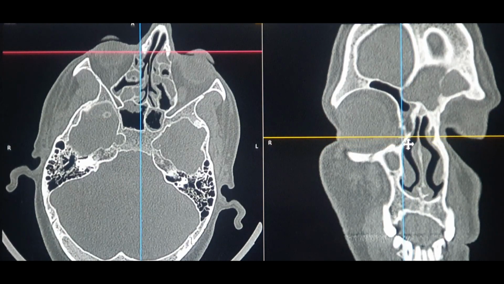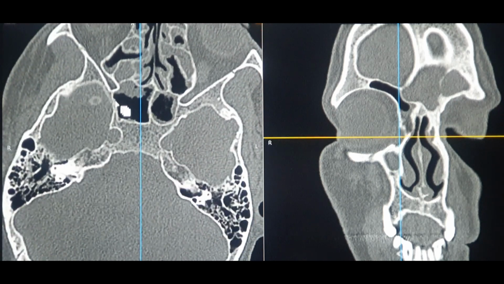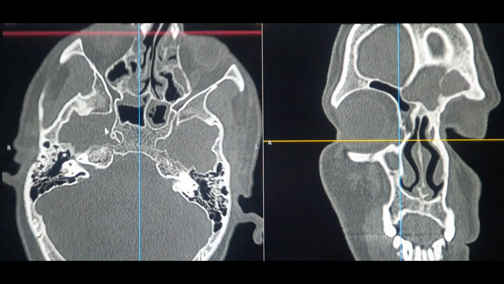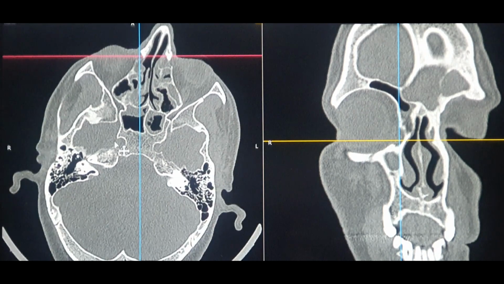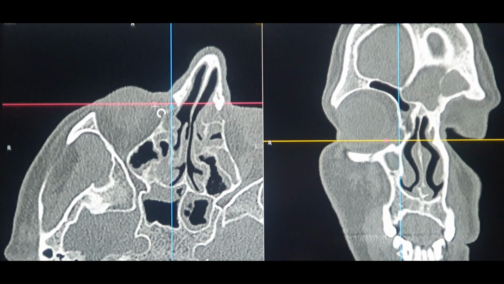So if I keep my cursor over here, exactly on the coronal nasolacrimal duct, you can see that same exact nasolacrimal duct initiation on the axial scan. So if I can actually zoom this for you guys, exactly. Yeah, now I can actually show you the exact area.